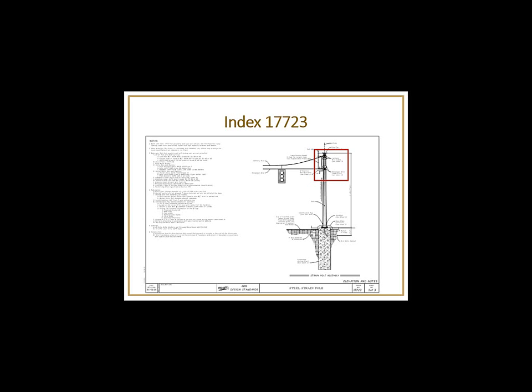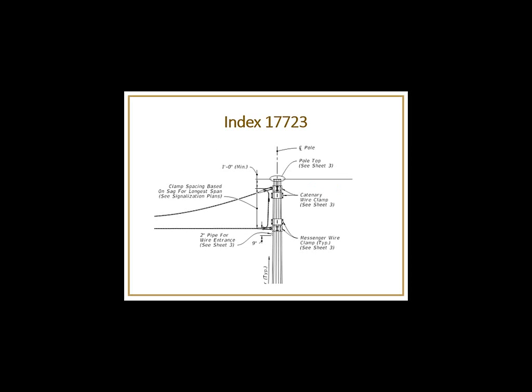So we've revised 17723 to show a more typical application for the box. Now, this is kind of the detail that we have in 17723. We did not modify it. 17723 has always shown the clamp details based on the wire size. So each wire should have its own clamp based on the previous information. All we've done in 17723 is redraw it to show what it would look like in a box arrangement.